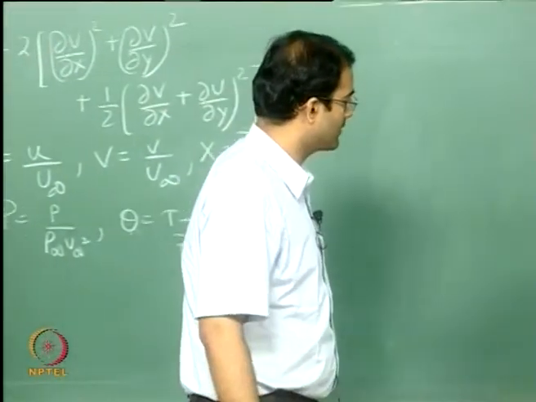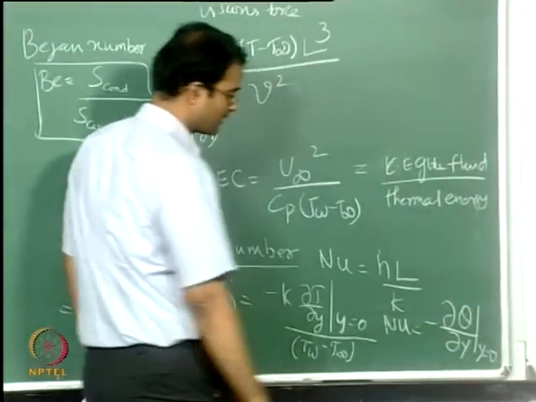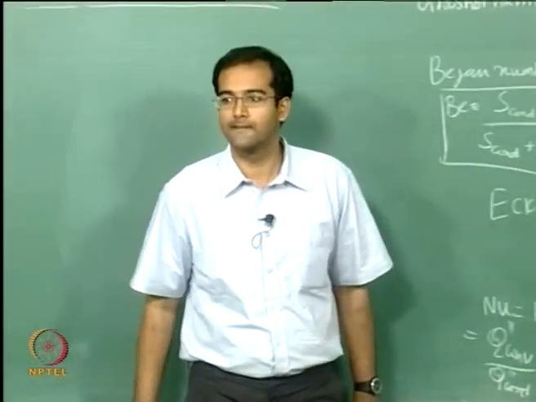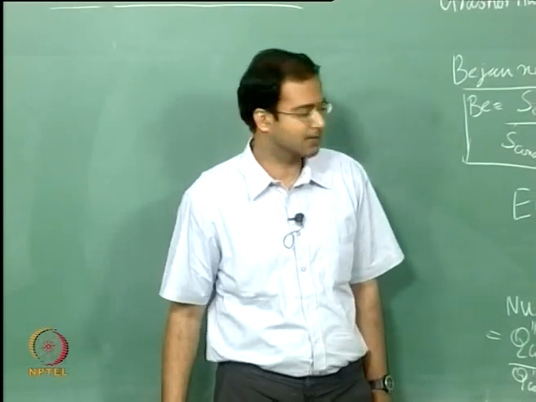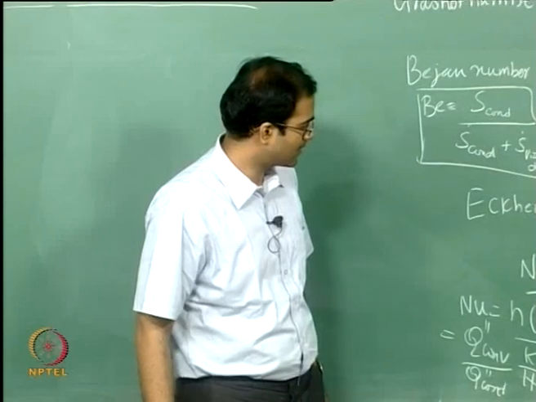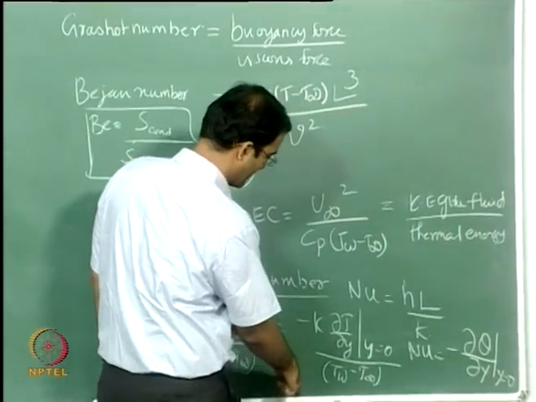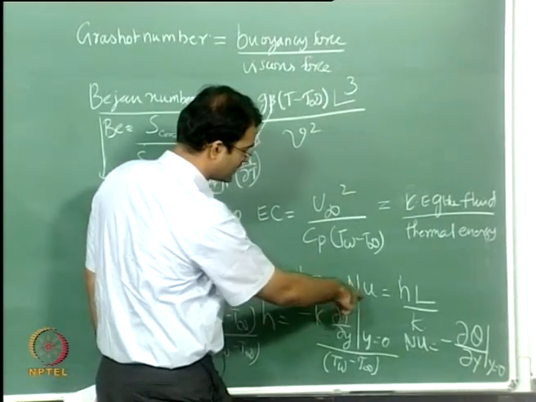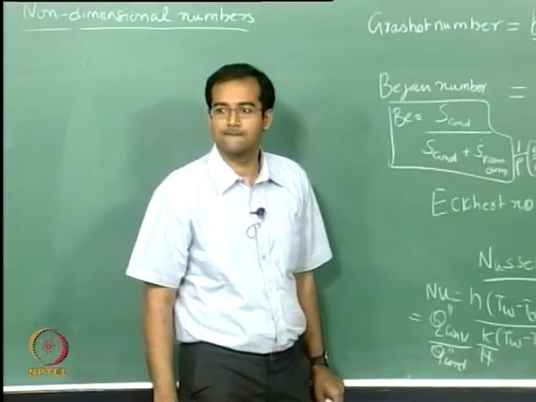This is hL by k, so k should cancel. I think it's straightforward, right? If you already have h and you divide it by k, it directly cancels.